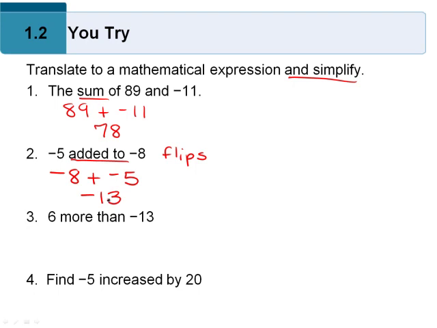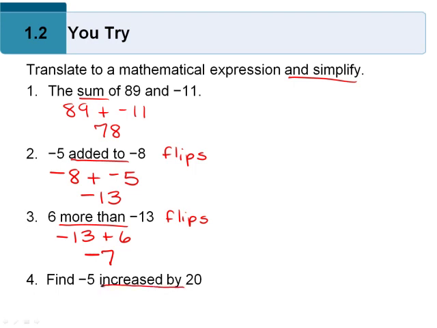Okay? Look at number 3. 6 more than negative 13. So once again, more than, the order flips there. Okay? So if we want 6 more than negative 13, we have to start with negative 13 and have 6 more than the negative 13. So we have negative 13 plus 6. The signs now, look at the signs, are different. So we subtract and keep the sign of the bigger number. So when we subtract, we get 7, and the bigger number is 13, so it's going to be a negative 7 is your answer.